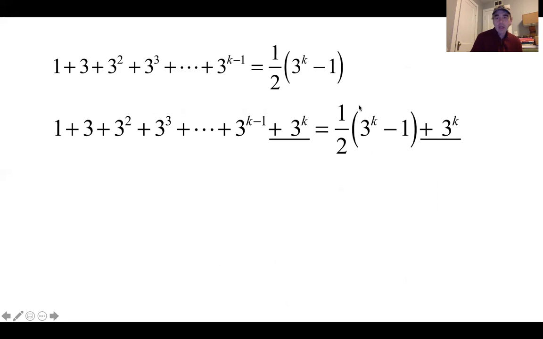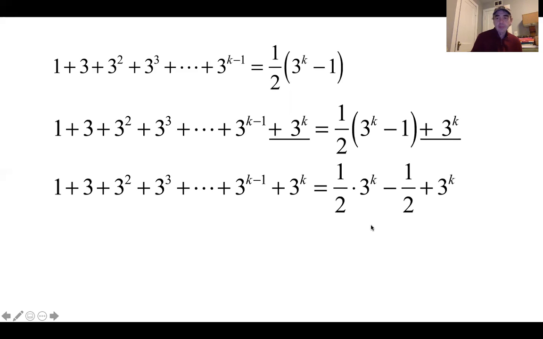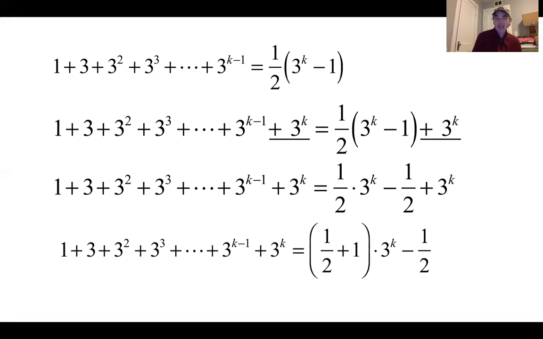How about we distribute the 1/2? 1/2 times 3 to the k minus 1/2 times 1. There you go. 1/2 times 3 to the k minus 1/2 plus 3 to the k. Now you will notice I have 1/2 3 to the k and 1 3 to the k, which is 1 plus 1/2 3 to the k, or 3/2 3 to the k. So all I'm doing is simplifying the right side. The left-hand side is staying the same. We're adding this other number on the right side. So 1/2 plus 1 is 3/2.